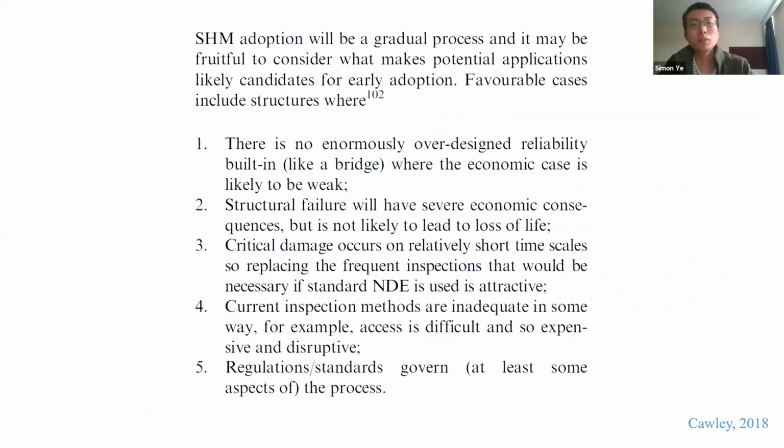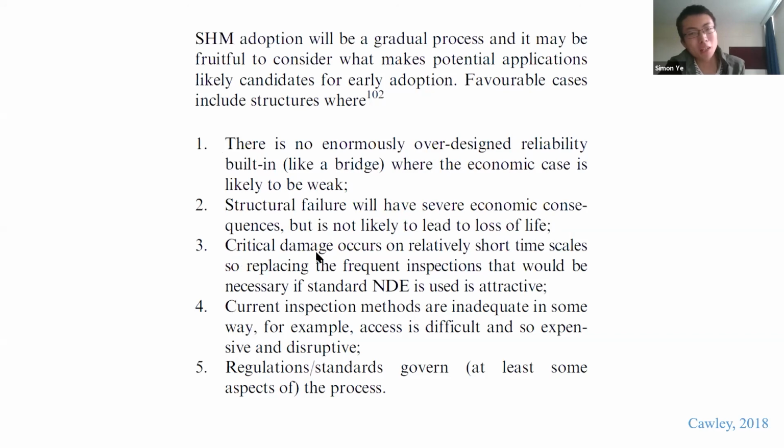And finally, this is a bonus slide from Peter Colley from Imperial College. He's talking about structural health monitoring adoption. It says SHM adoption will be a gradual process, and it may be fruitful to consider what makes potential applications likely candidates for early adoption. Favorable cases include structures where, one, there's no enormously over-designed reliability built in, like a bridge where the economic case is likely to be weak. This is definitely not ideal for bridge structures. The second one, structural failure will have severe economic consequences, but is not likely to lead to loss of life. Again, not the case for bridges.